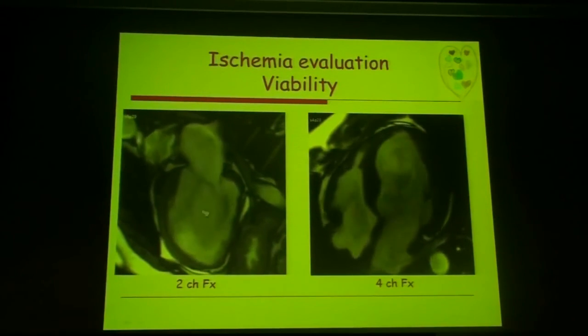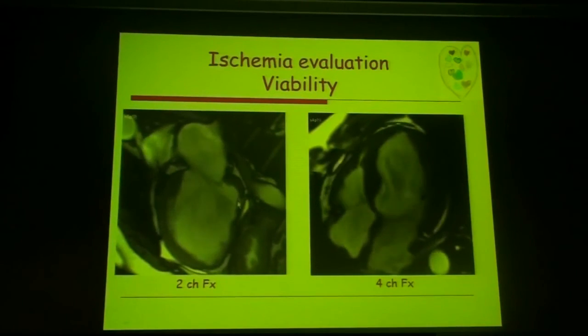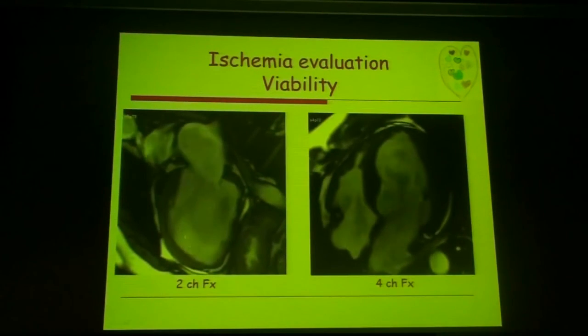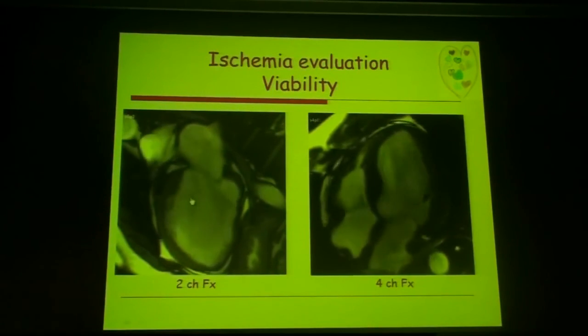When we're looking at the two-chamber view, this is the left atrium, this is the left ventricle. Again, we're seeing that the inferior wall is totally akinetic. It's not moving at all. There is some motion in the anterior wall, although it's hypokinetic as well. And the only thing that really functions is the base here.